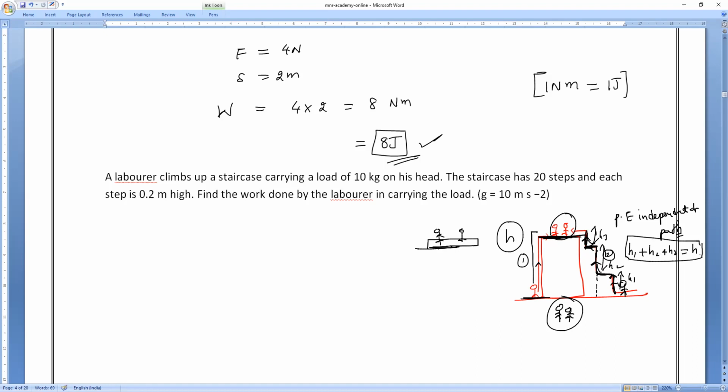Is it okay, guys? Do you understand? Everybody, please respond. That is why we can say potential energy does not depend on the path. It depends only on the initial point and the final point. Please remember. Okay, now all of you read this question.